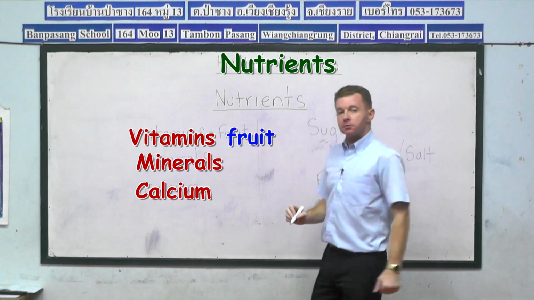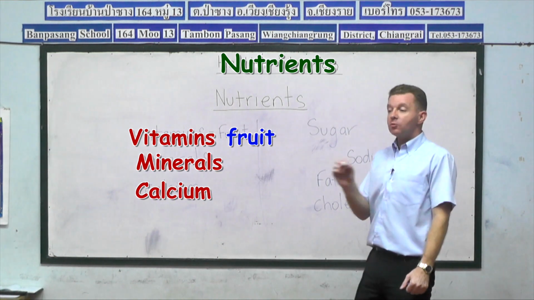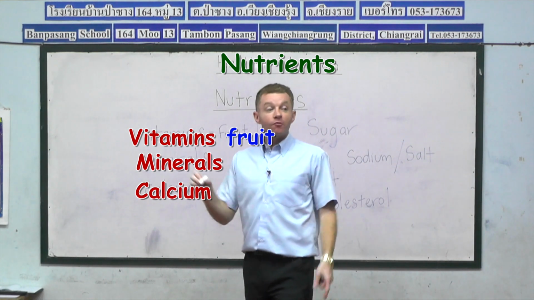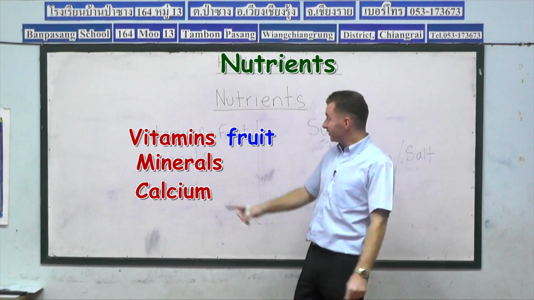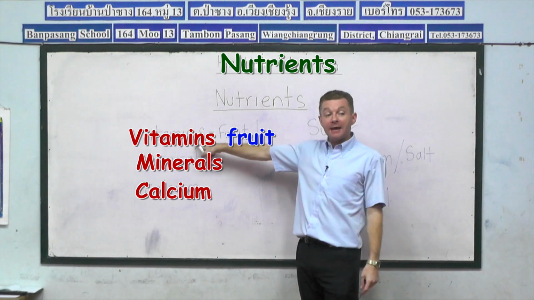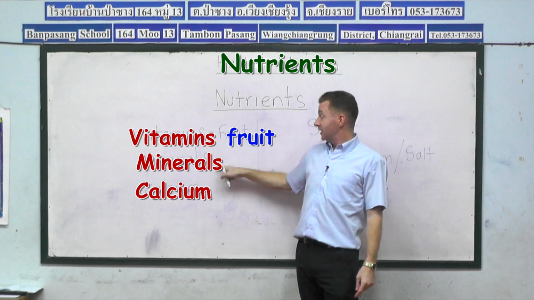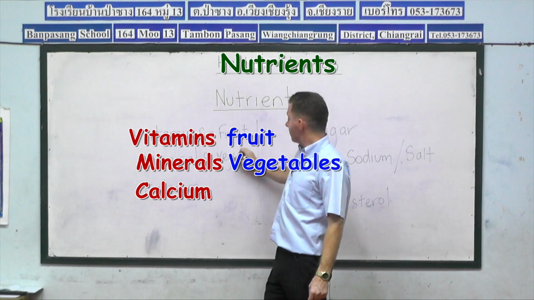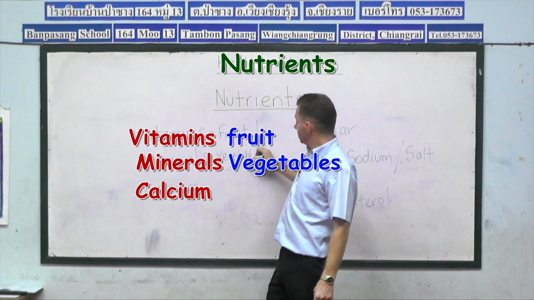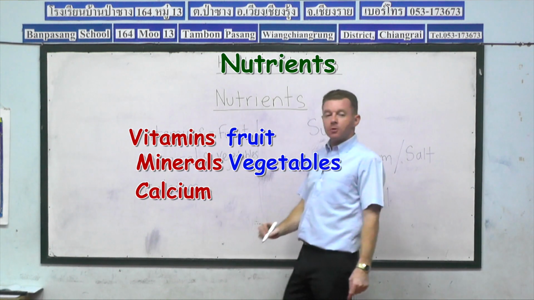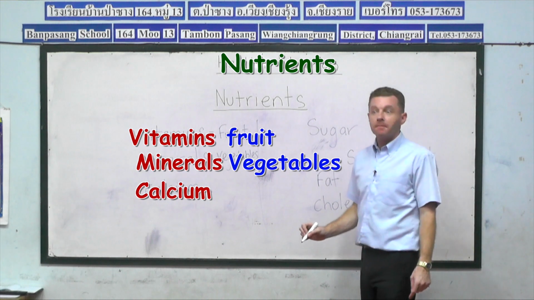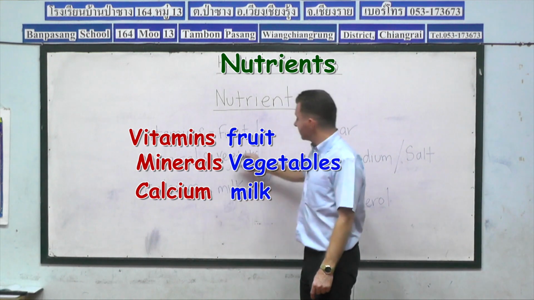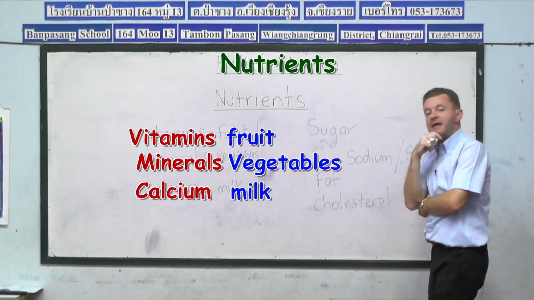And how about minerals? What are you told to eat every day as well as fruits? Eat your fruits and vegetables. Yes, you see, fruits are our main source of vitamins, and vegetables are our main source of minerals. And we've already said, where do you guys get your calcium from? Milk every day. So you see how each of the different foods provide the nutrients that we need.